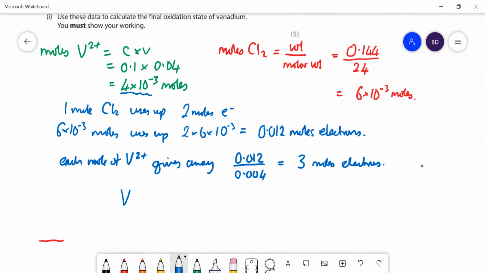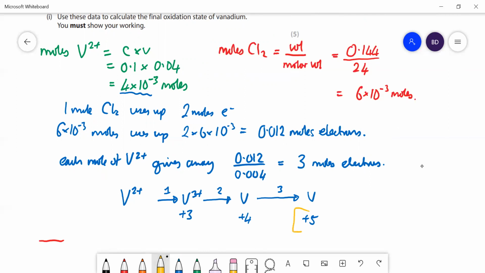So if the V2+ is oxidized to V3+, that's 1 electron, isn't it? That's a +3 oxidation state. If it goes to the +4 oxidation state, that's 2 electrons. If it's going to the +5 oxidation state, it's 3 electrons. So we can say that the vanadium is oxidized up to the +5 oxidation state. That is our answer. The chlorine will oxidize it up to that.